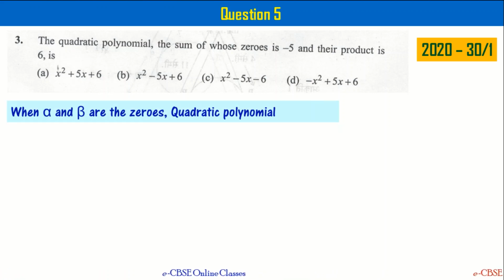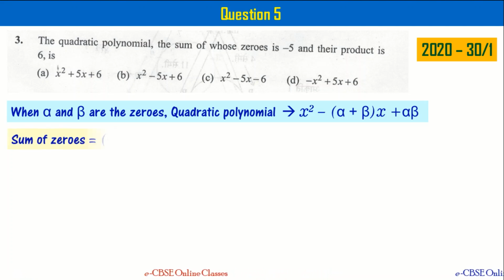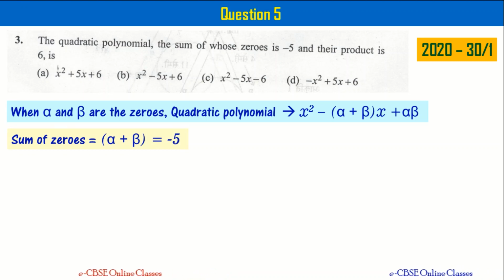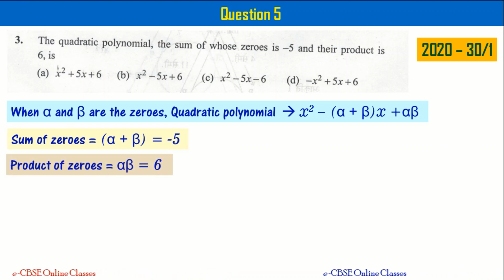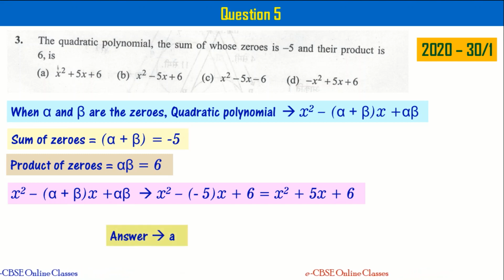We know that when alpha and beta are the zeros, the quadratic polynomial can be written as x square minus alpha plus beta times x plus alpha beta, right? And it was given that the sum of zeros, that is alpha plus beta, equals minus 5, and the product of zeros, that is alpha beta, equals 6, right? Let's substitute these two into the previous equation such that you get x square plus 5x plus 6 as the answer. It means choice A is the answer for question number 5. Now let's go to question number 6.